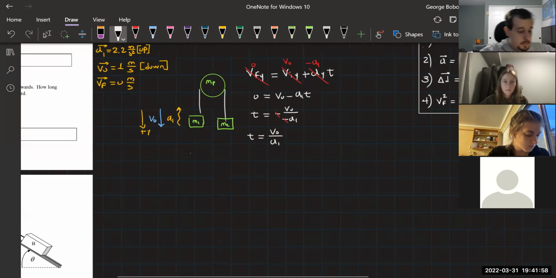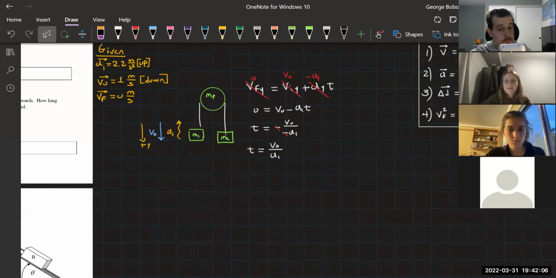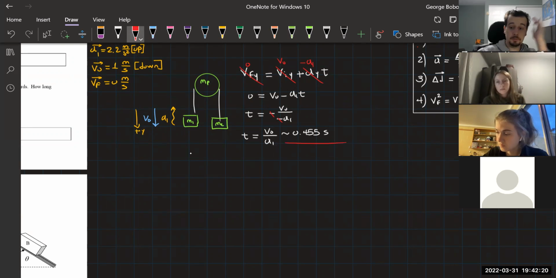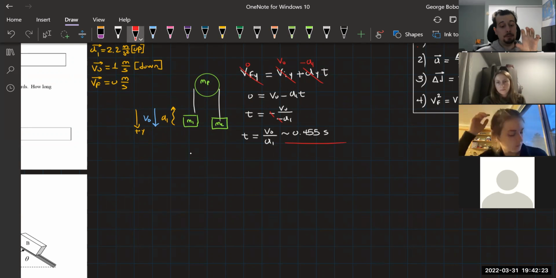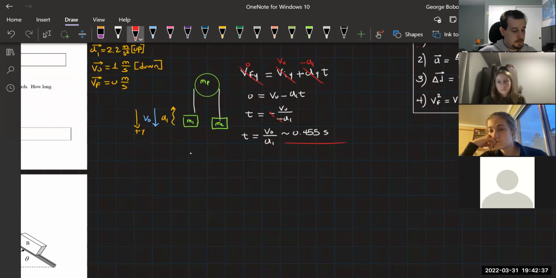Okay, I can do that really quickly. Maybe we can do it in our head. 1 over 2.2, I can't do in my head though. So it's about 0.45 seconds, let's say 0.5, it rounds to that. That's how long. After this amount of time, your M1 was going downwards, slowing down, slowing down, and then it's going to go back in the intended direction because it's lighter than M2. It's going to go around the pulley like that.